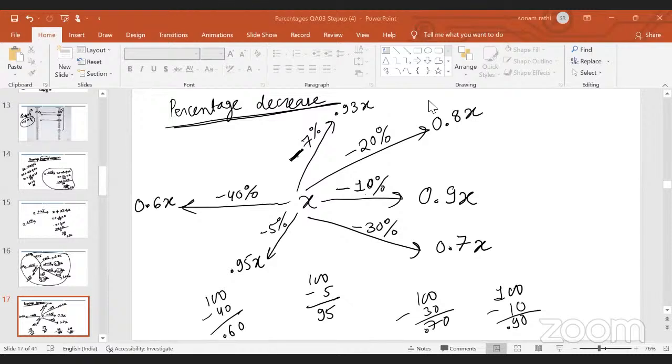I'm still confused. Sorry, you're confused. Where? Tell me. You said 40% decrease will give you 0.6x. You can write 0.60 afterward or not, it doesn't matter. After the decimal, whatever zeros after the number, it is not significant.